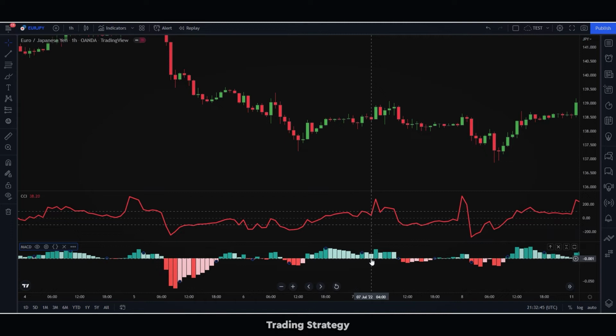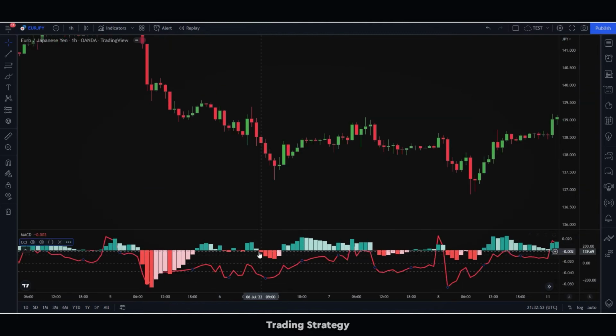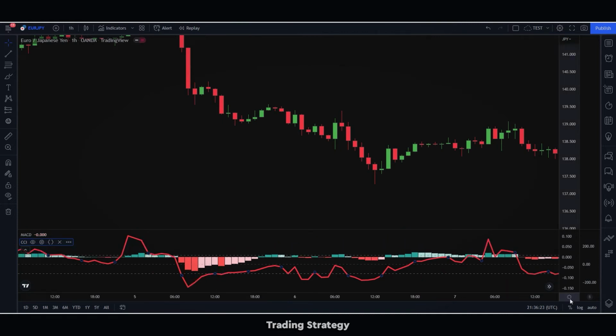Let's not forget that we have to use both indicators in the same window. Therefore, we will move the CCI inside the MACD. We will align both zero lines.